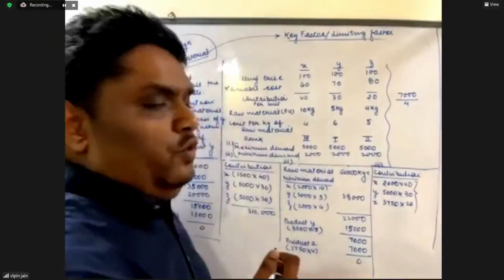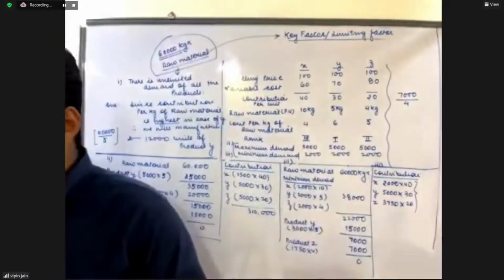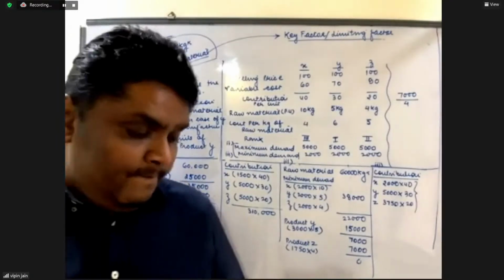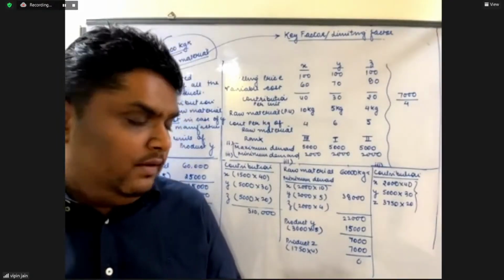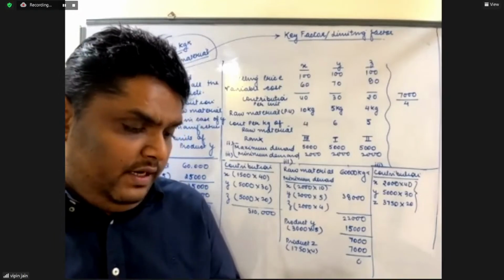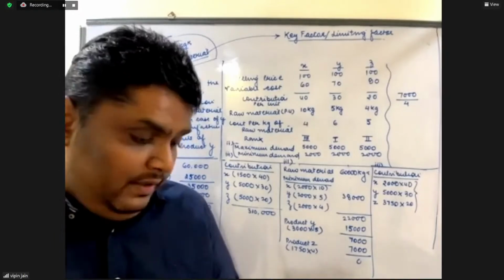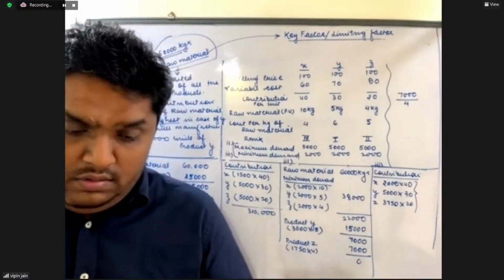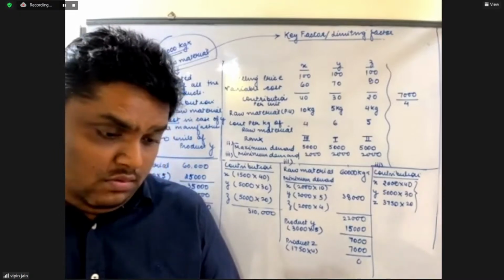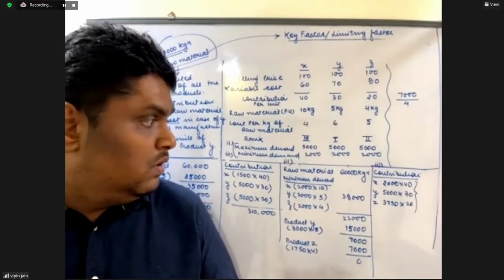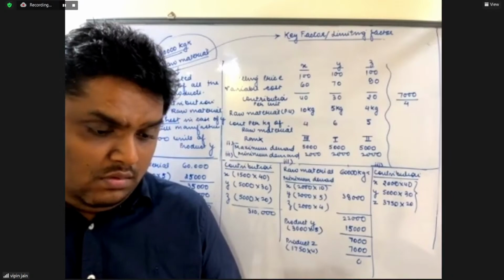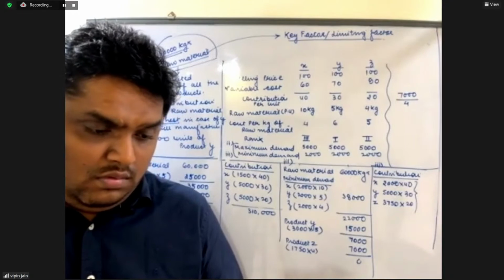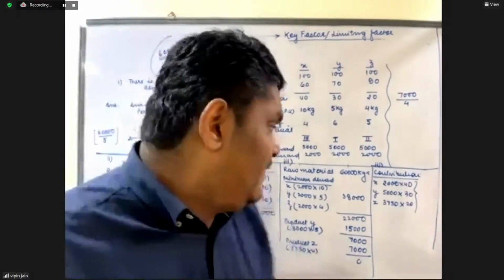So my total contribution in this case will be 2,000 into 40, 5,000 into 30, and 3,750 into 20. This will be 3,05,000.